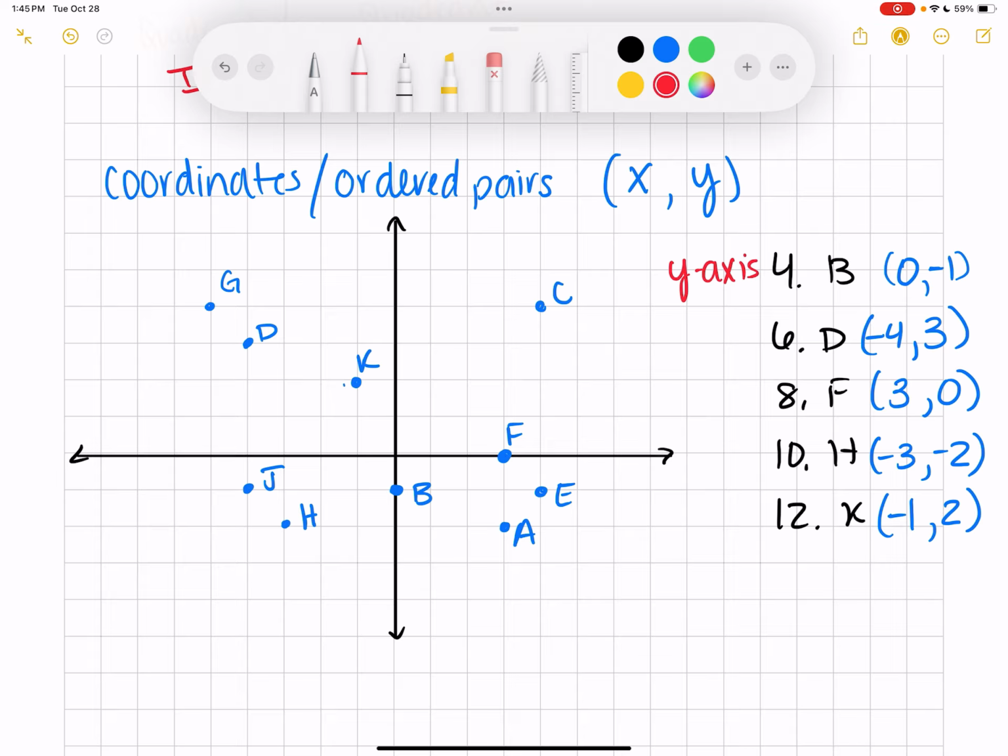How about D? What quadrant or axis is point D in? Yep, quadrant 2. Now, when I'm doing this, I normally just do Q, and then they do Roman numerals for quadrants. Not really sure why, but that's what they've always used.